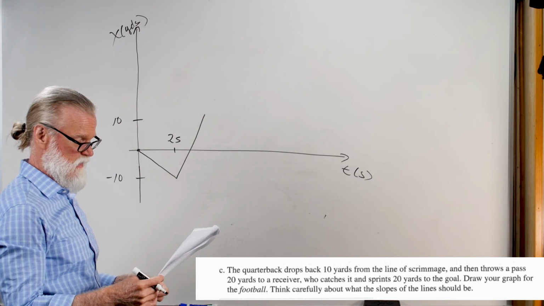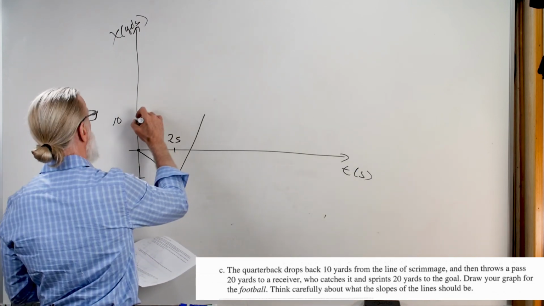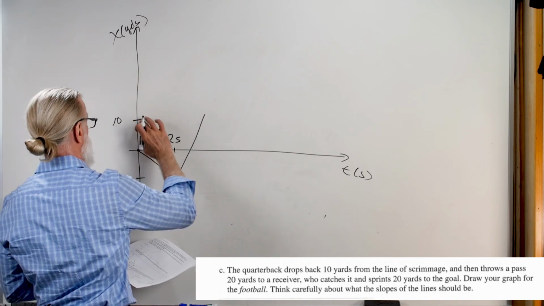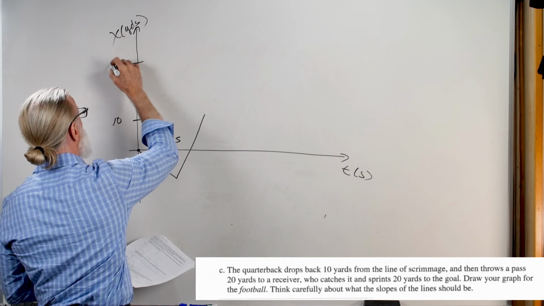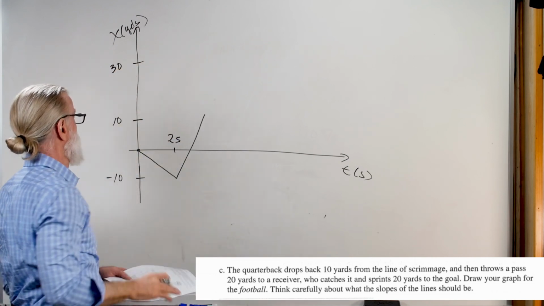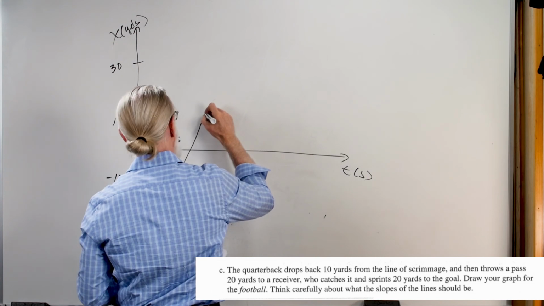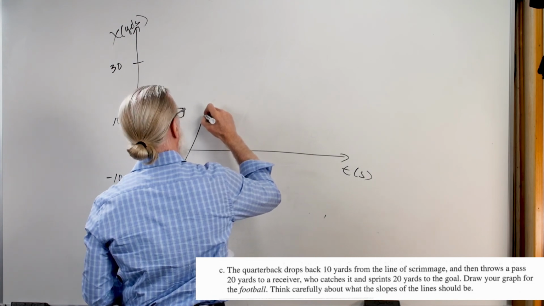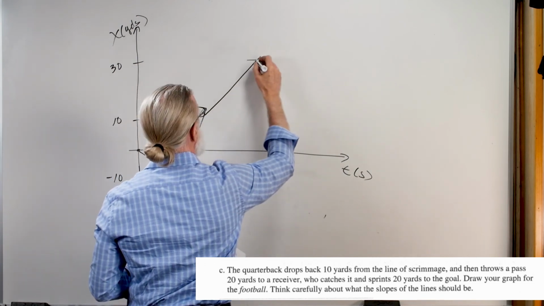And then the receiver catches it and goes 20 yards to the goal. So 20 yards from there, 20 is this big, so it looks like that's at 30. And you can't run as fast as you can throw a ball, so it's going to go something like this. Something like that.